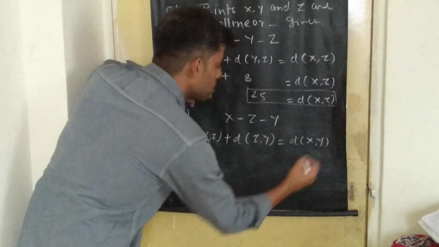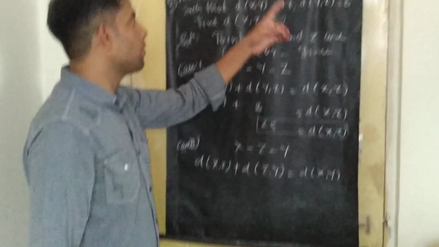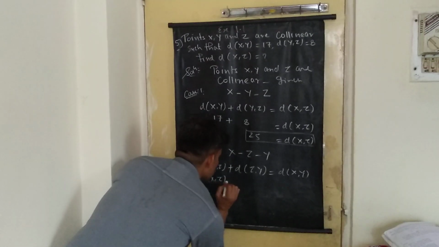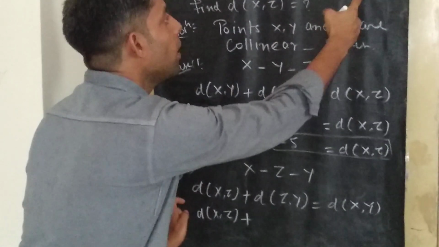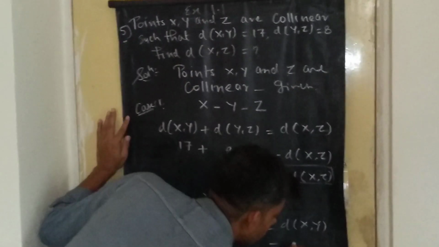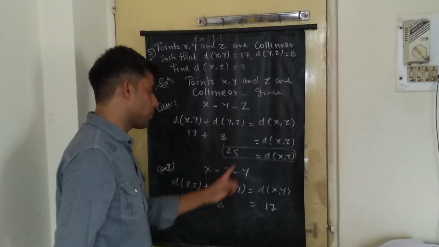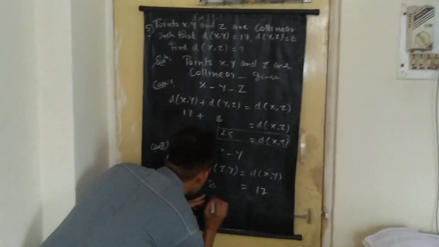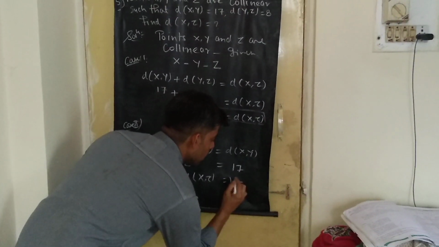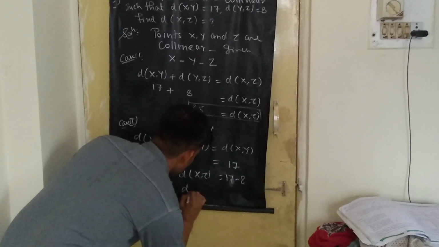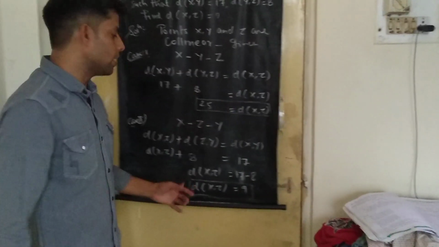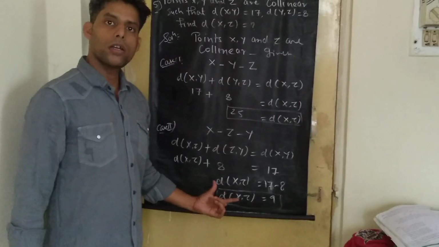Now let us substitute the values. Distance of xz we need to find out. Distance of zy is given to be 8 and distance of xy is given 17. So this is plus, on shifting it will get subtracted. So distance of xz is equal to 17 minus 8, which will give you 9. So we have got the distance of xz is equal to 9 as per case number 2.